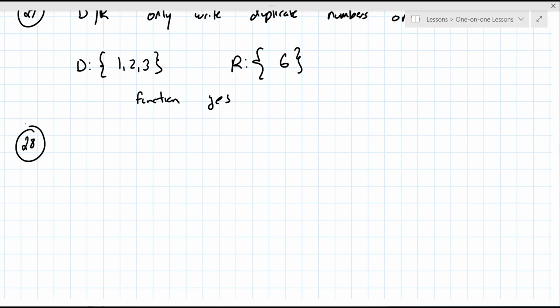All right, so for range, I got 5, and domain is -30, -20, -10, and it is a function.